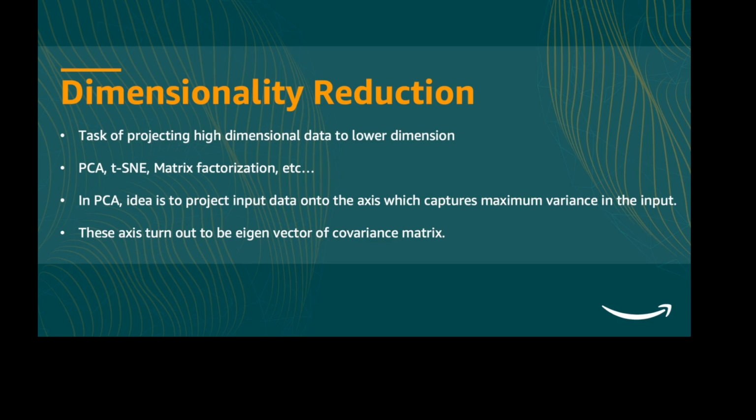Let's look at PCA in this course. In PCA, the idea is to project the input data onto the axis or plane which captures the maximum variance in the input. I'll show in the next slide what I mean by that. And theoretically, it turns out that the axis or plane on which you project turns out to be the eigenvector of the covariance matrix of the data.